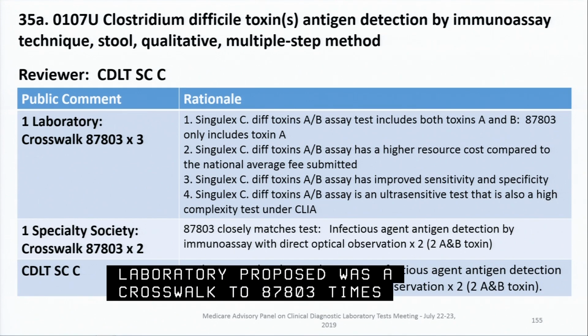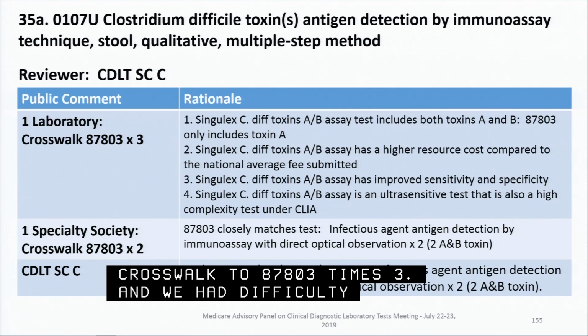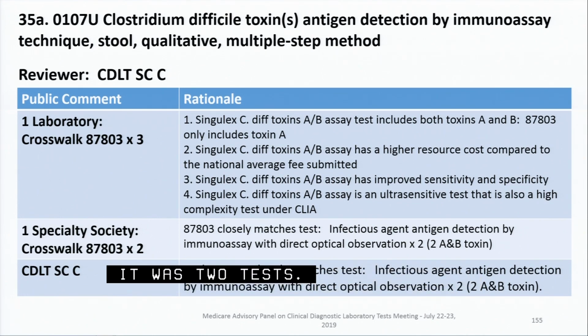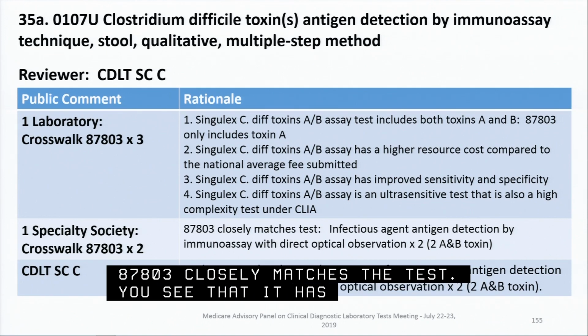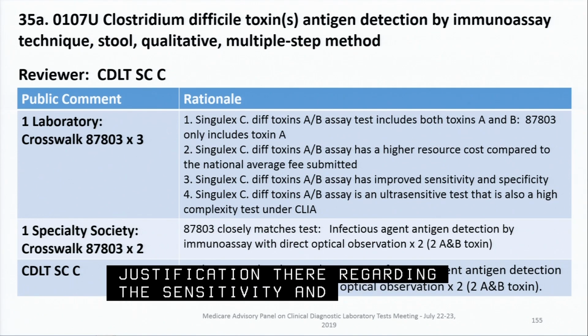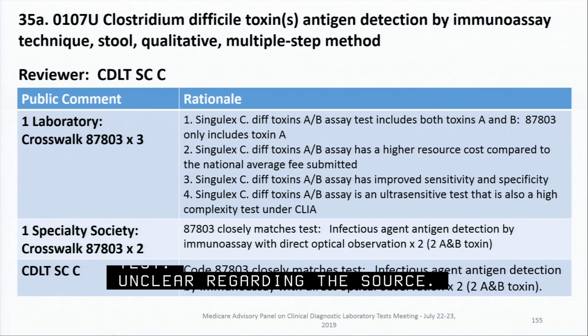And we had difficulty justifying the times 3 multiplier when it was 2 tests. And so we looked at the descriptor and we felt that 87803 closely matches the test. You see that Singulex has some justification there regarding the sensitivity and specificity of the test performance, but it was unclear regarding the resource. It says it has a higher resource cost, but we weren't clear on what that is.